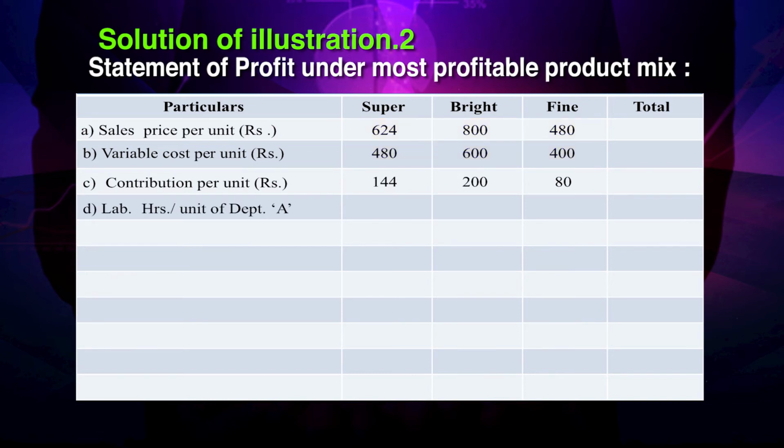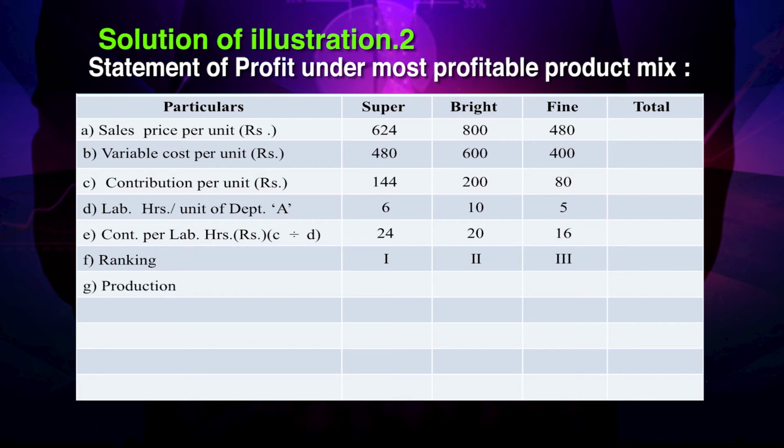Labor hours required per unit of department A, which is a key factor. For Super it is 6, Bright 10, Fine 5. Contribution per labor hour, that is C divided by D, 24 for Super, 20 for Bright and 16 for Fine. Now, we have to rank the products based on the contribution per labor hour, that is rank number 1 to Super, rank number 2 to Bright and rank number 3 to Fine.